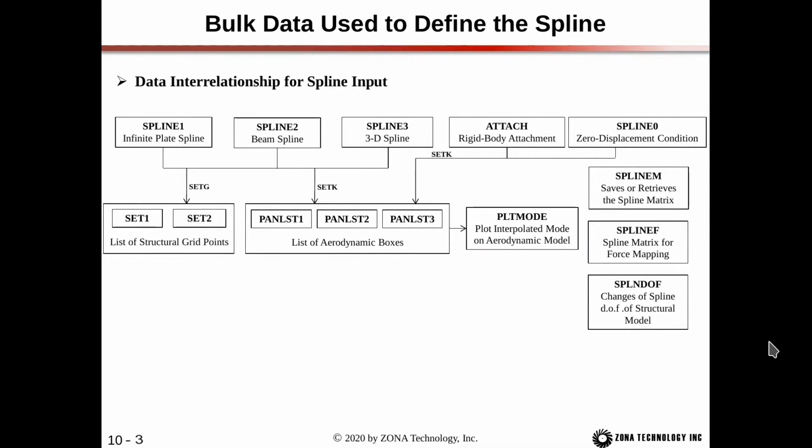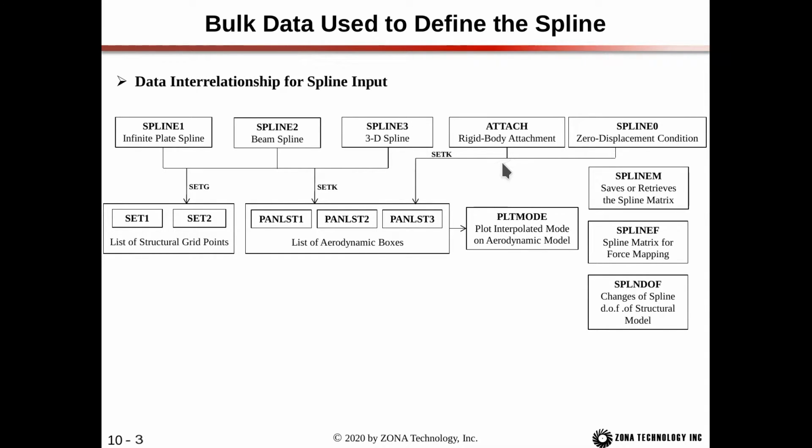And these are the bulk data cards we use to define the spline. So we have our Spline1, Spline2, and Spline3 cards up here. They all refer to both a set G and set K. So the set G field refers to the set 1 or set 2 or set add bulk data cards, which list out the structural grid points. The set K refers to the PanLST1, PanLST2, and or PanLST3 cards to list the aerodynamic boxes.